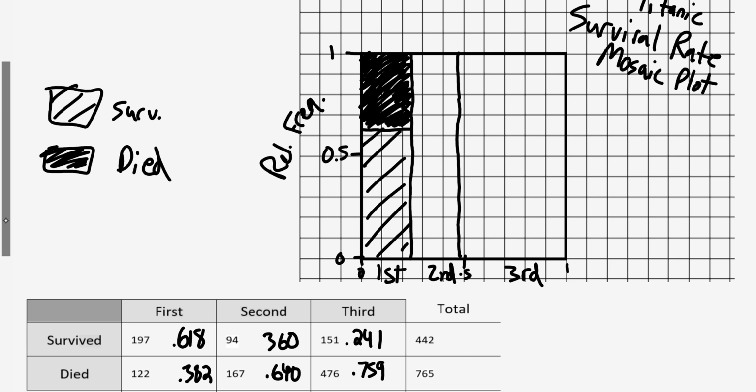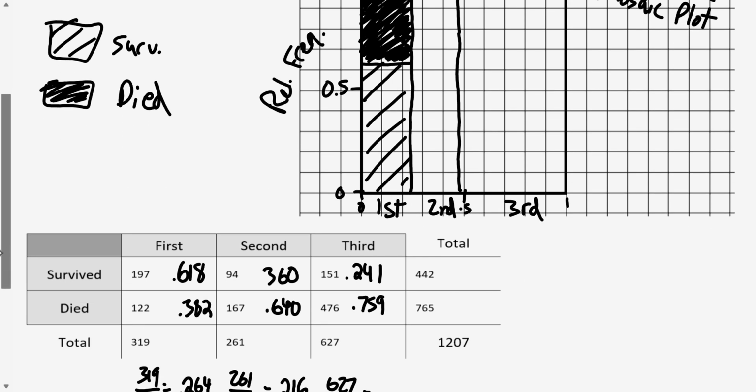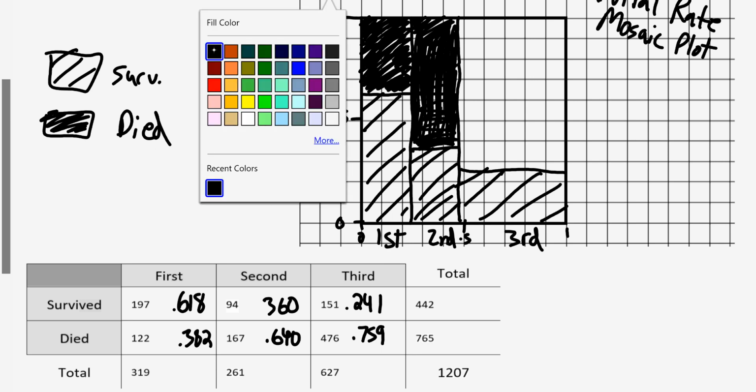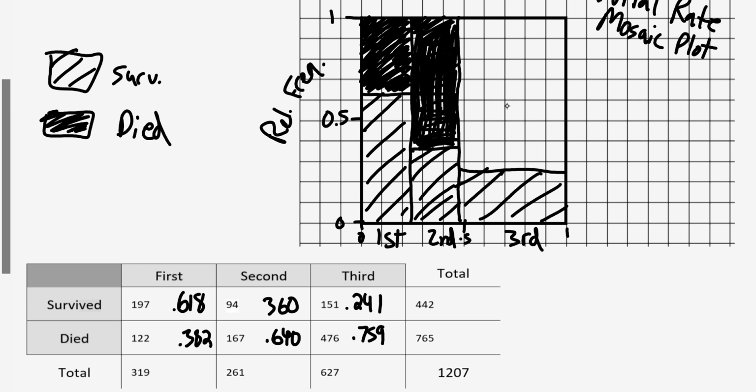So within second class, we had 36% survive-ish. That's right here. And then 64% died. And third class, we had 24%-ish survive. It's going to go right to here-ish. It will go like this, and then what if I do this? Can I do this? Nope, doesn't work. Anyway, so we'll just color that in.